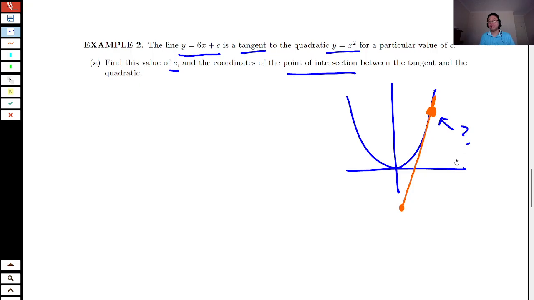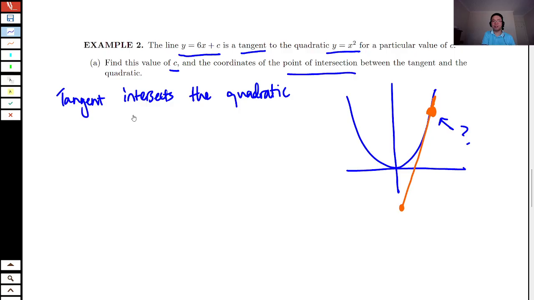Okay. Now, here's what we need to know. To do this question, we need to know that a tangent to a quadratic intersects only once. And in the previous lesson, we learned a technique involving the discriminant, which defines how many intersections there are, or how many solutions there are, I should say, to a quadratic equation.